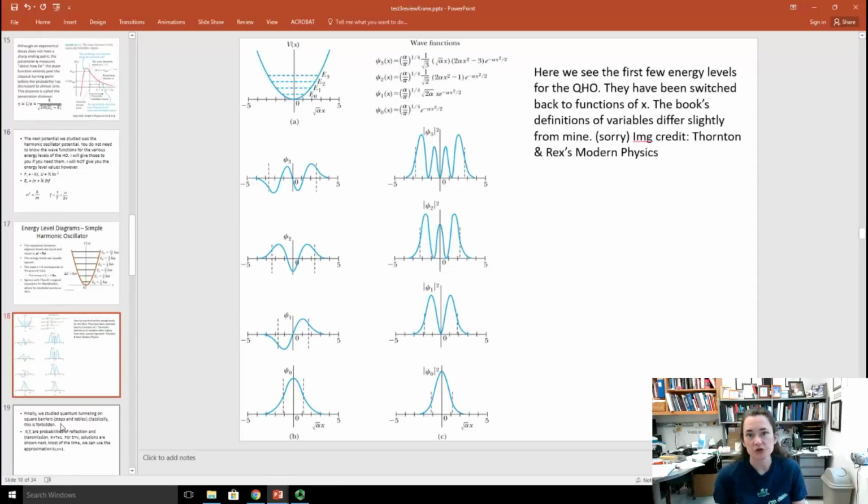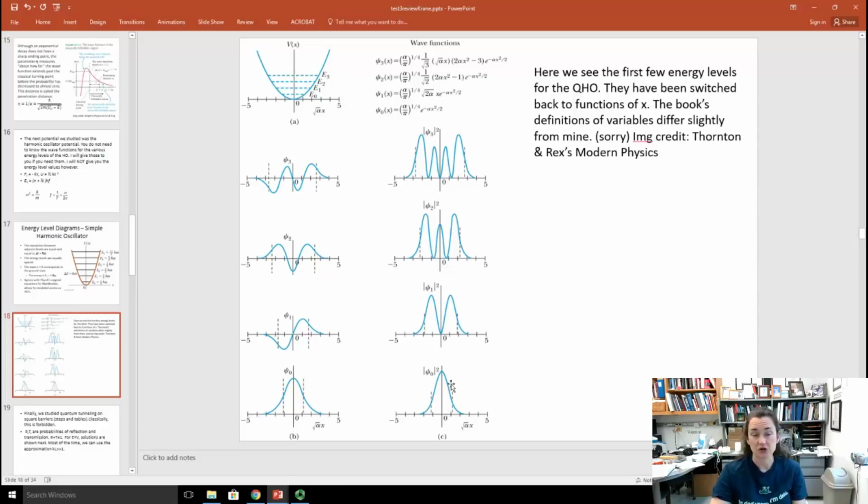This is what the quantum solutions to the harmonic oscillator look like. Note that you can still count the humps and figure out what energy level you're at. So here's a plot of the probability density function. The wave function is shown in blue here, and the classical turning points where it meets the boundary of the well are shown by these vertical dashed lines.